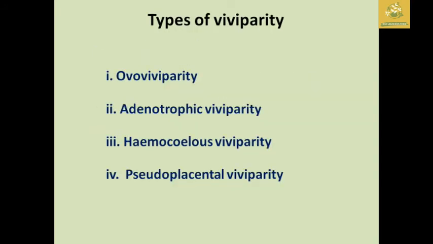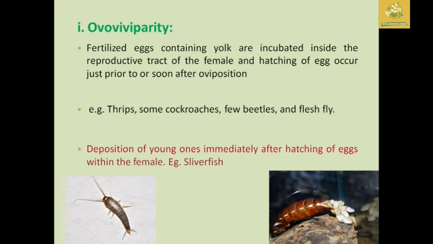While seeing the types of viviparity, they are ovoviviparity, adenotrophic viviparity, hemocoelous viviparity, as well as pseudoplacental viviparity. In ovoviviparity, the fertilized eggs containing yolk are incubated inside the reproductive tracts of the female, and the hatching of the egg occurs just prior to or soon after oviposition. The young ones are deposited immediately after the hatching of eggs within the female, which is commonly found in the silverfish, and also in thrips and cockroaches, as well as a few beetles and flesh flies.